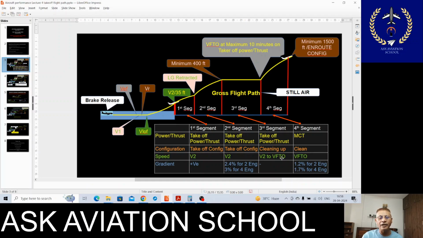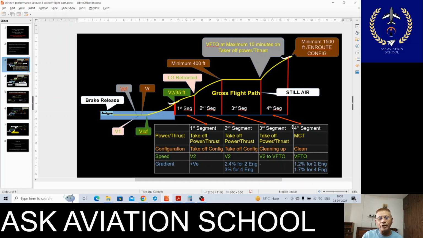As I said earlier, in some of the aircraft it is also known as the green dot speed. During this period, you will be cleaning up the flaps in stages. So therefore, the aircraft's capability to climb can now be converted into the capability of acceleration.